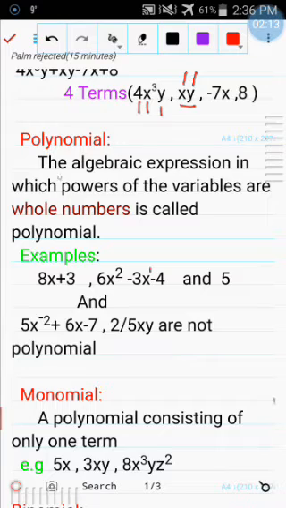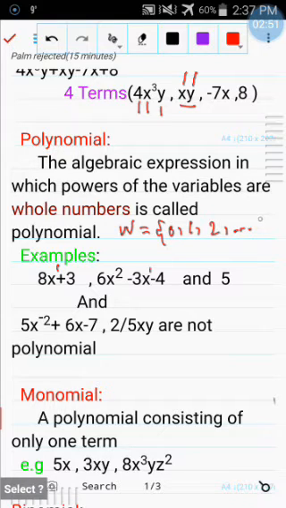What is a polynomial? An algebraic expression in which the powers of the variables are whole numbers is called a polynomial. For example, 8x + 3 is a polynomial because the power of the variable is 1, which belongs to whole numbers. We know that whole numbers start from 0, we denote them by W, and they are 0, 1, 2 and so on.